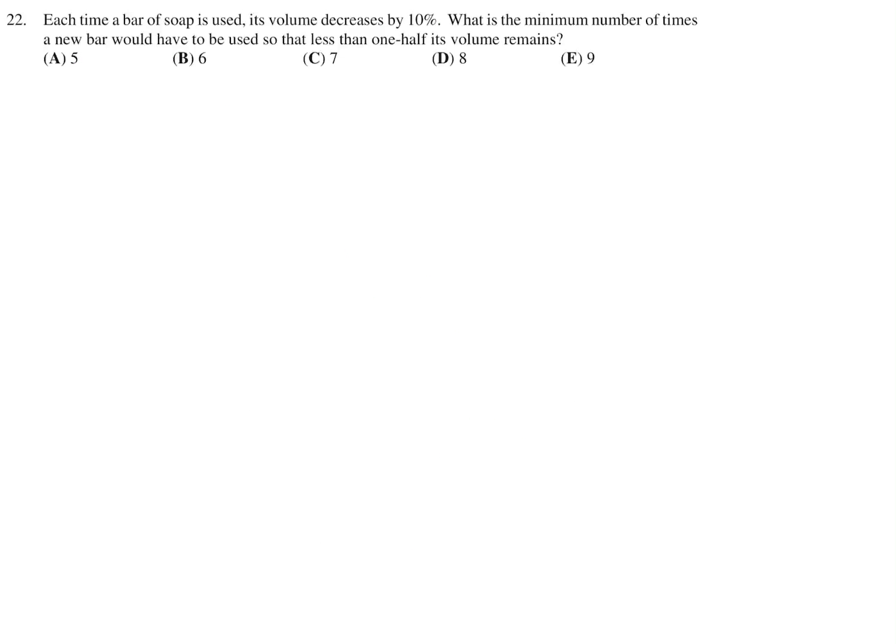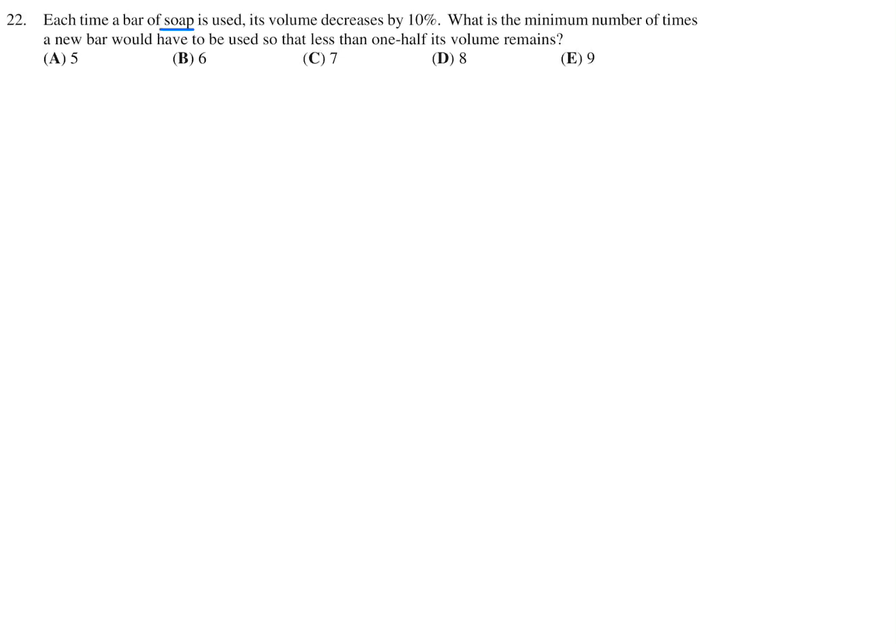Each time a bar of soap is used, its volume decreases by 10%. What is the minimum number of times a new bar would have to be used so that less than half of its volume remains? All right.